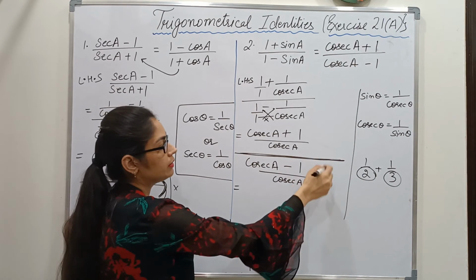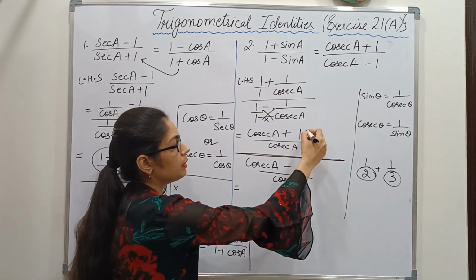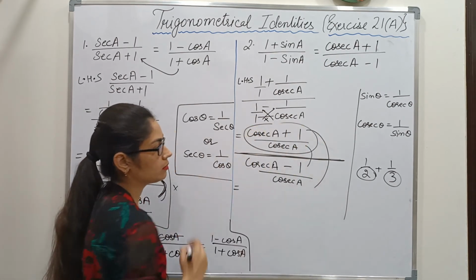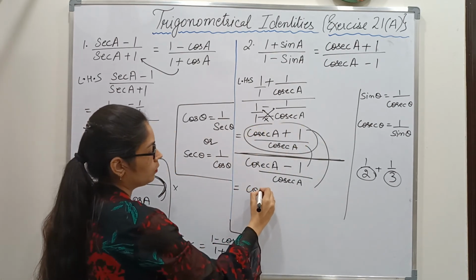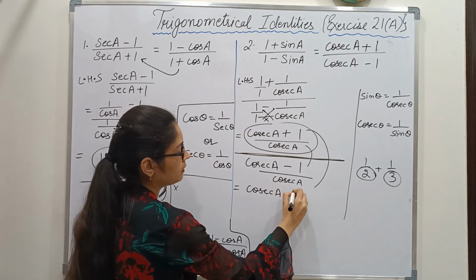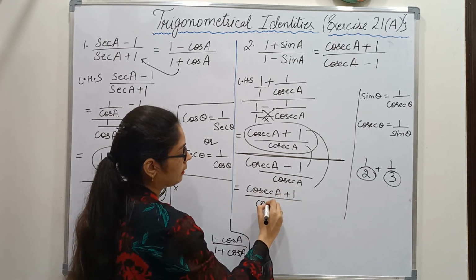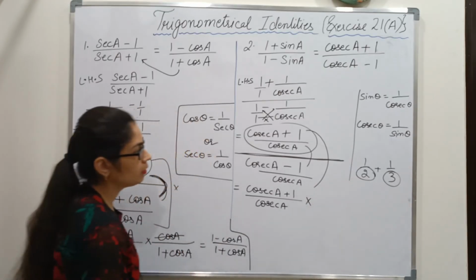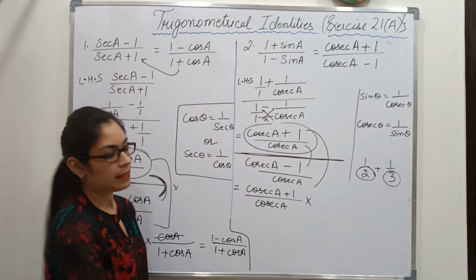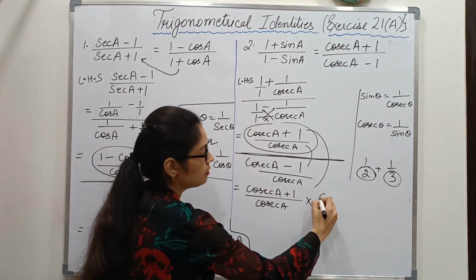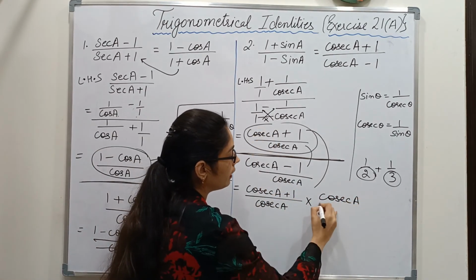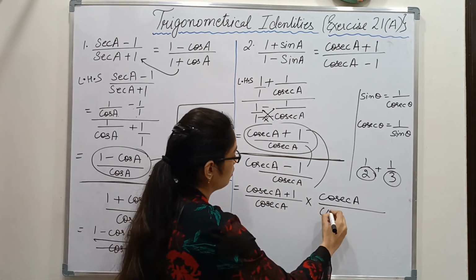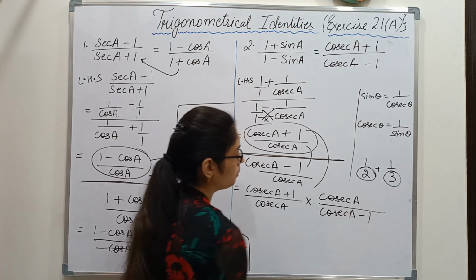So this division we will change to multiplication. In inner ones we will multiply and in outer ones we will multiply. So first, you write this as it is: cosecant A plus 1 by cosecant A. Put a sign of multiplication. Then the outer ones will get multiplied. So the outer one I have written, the other one is this, so I will write here cosecant A. For the inner ones, the first inner one I have written, the second one is this, cosecant A minus 1.